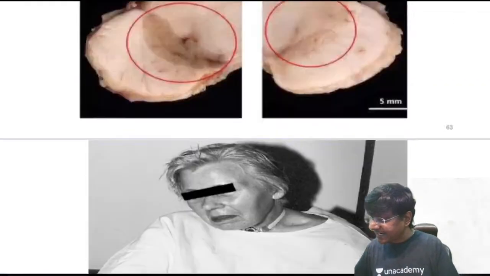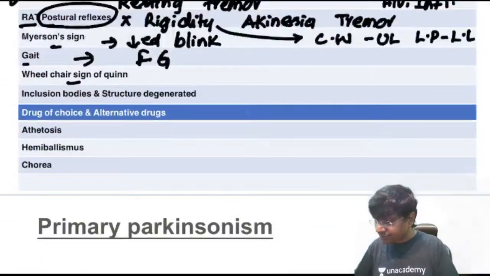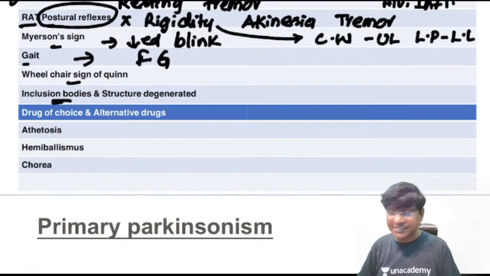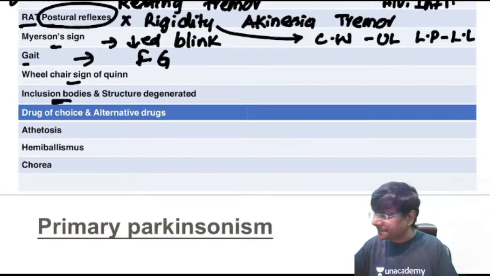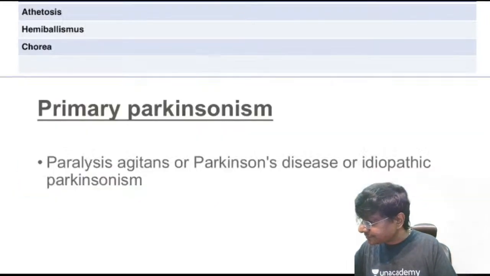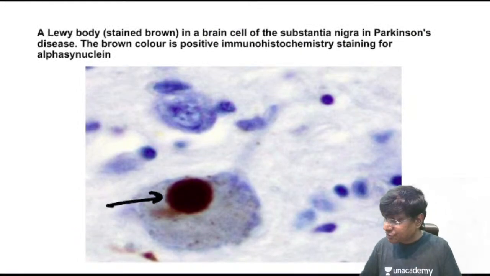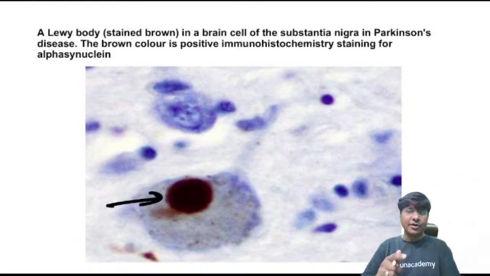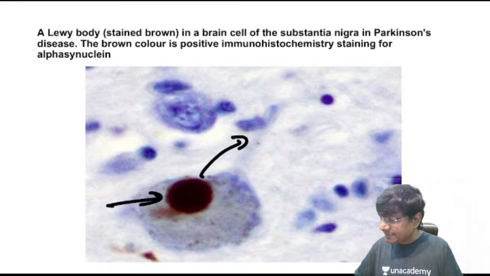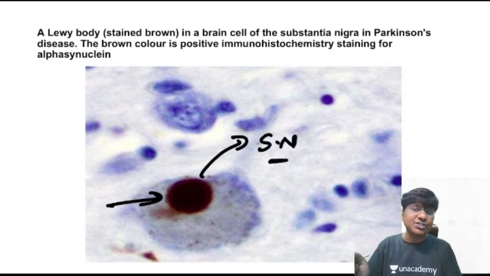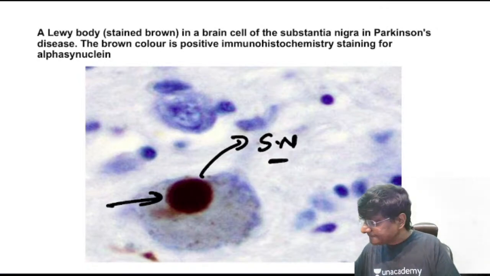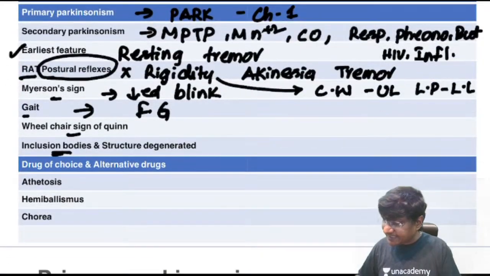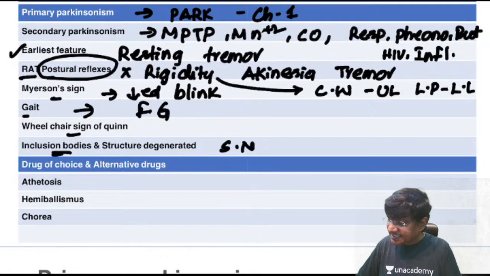Next, you should know the inclusion bodies and what is the structure which is being degenerated. The inclusion body that you have in patients with Parkinsonism will be the Lewy body. This is the stained portion, which is nothing but your Lewy body. And where will this Lewy body be? This Lewy body will be present within the substantia nigra in Parkinson's disease. Followed by the inclusion body, the structure degenerated will be the substantia nigra.